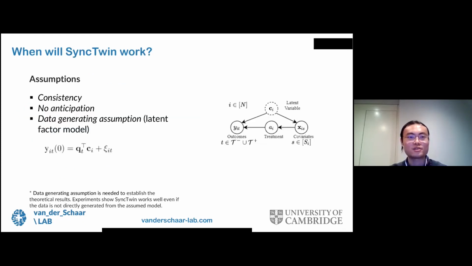SyncTwin relies on the standard assumptions in causal inference, such as consistency and no anticipation. We also assume that outcomes are generated by a latent factor model, as shown in this equation. The latent factor model assumption is not too restrictive in practice because the latent factors can relate to the covariates in a complex and nonlinear way. And furthermore, these factor model assumptions are also used in literature very widely, such as econometrics.